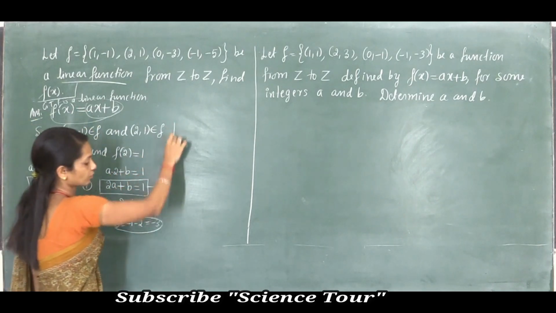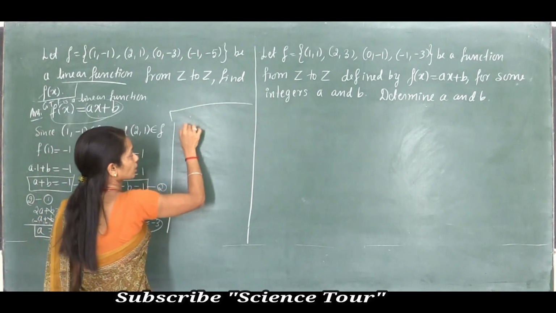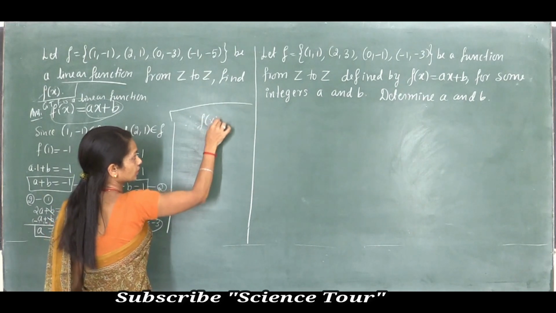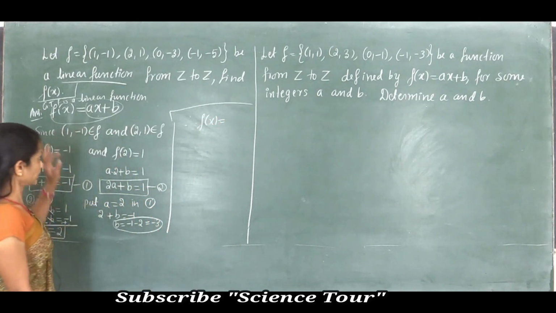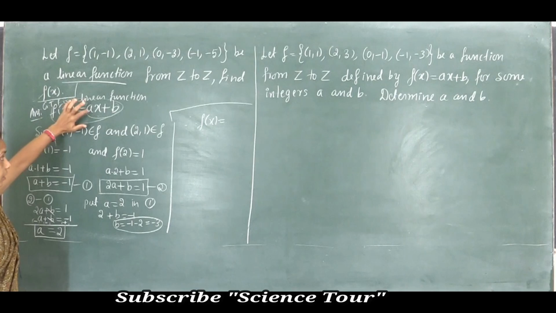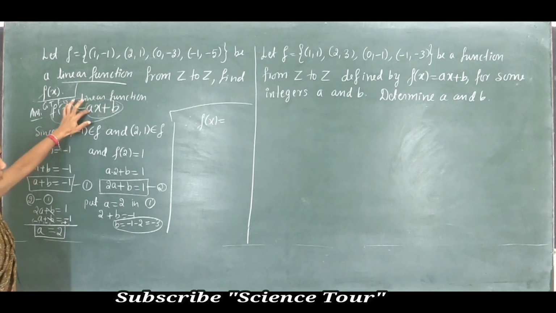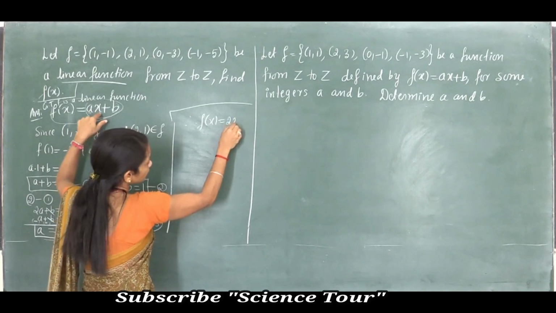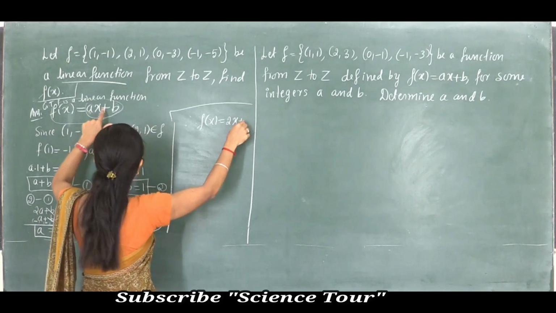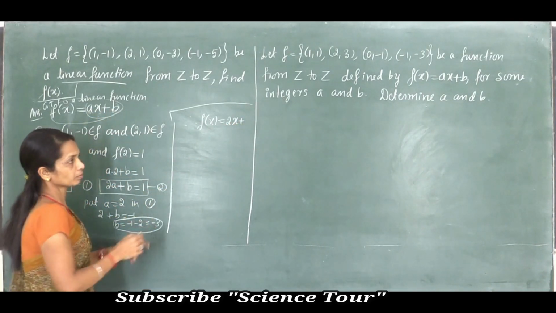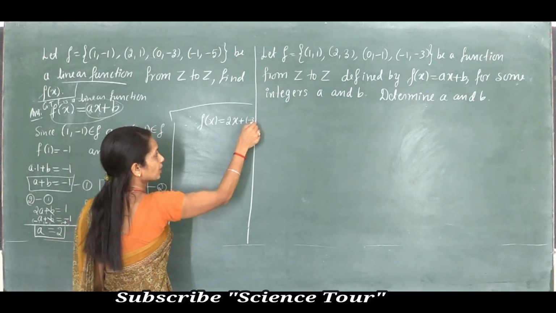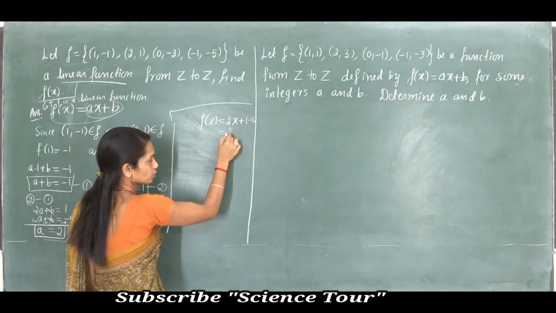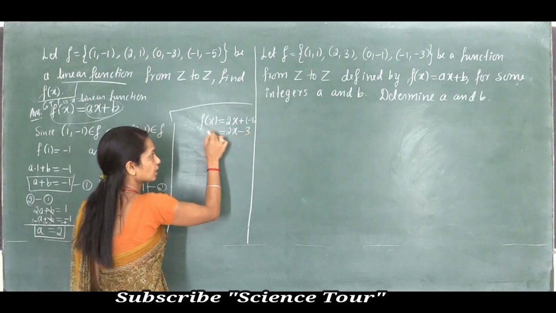Use these values of a and b in this function. So therefore f of x is equal to, how we taken f of x as ax plus b. In a's place use the a value, that is 2. Okay, so 2, then x is there, into form plus b. What is b? B is minus 3. Okay, plus into minus 3, plus into minus is minus. So f of x is 2x minus 3.